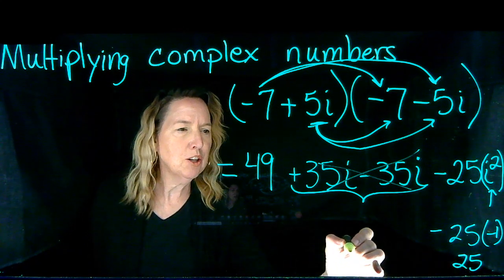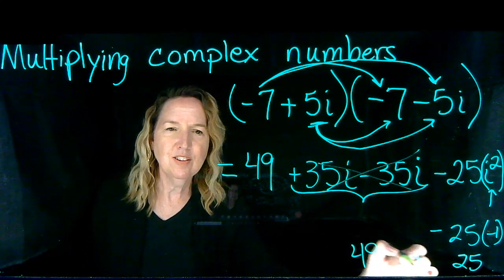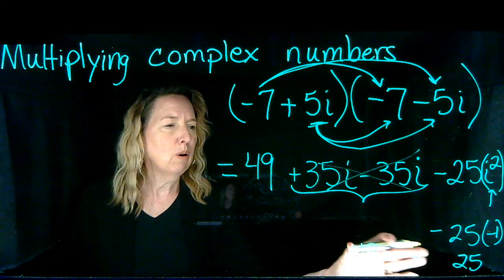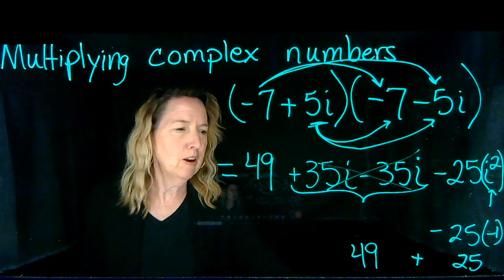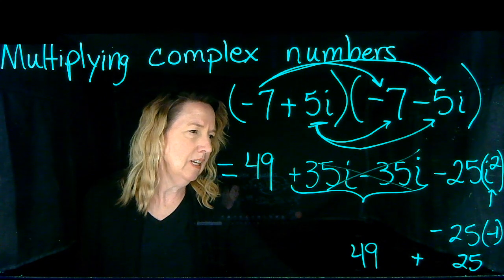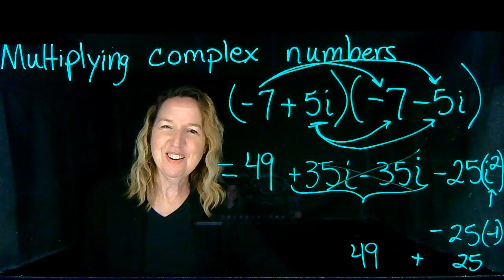So what we actually have is 49 plus 25. So our final answer is adding those together, and you'll get your final answer. What is that? 74. There you go.